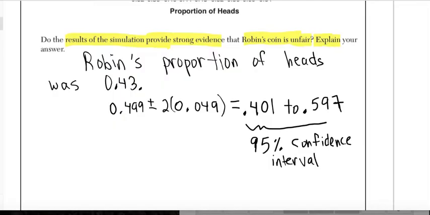When we flip a fair coin, this is the range of results we could expect, which corresponds to about 40 to 60 heads. Her 43 heads, or 0.43, lies within this interval. Is the same as 0.430 if I want to write it that way. So do the simulation results provide strong evidence that her coin is unfair? Absolutely not.